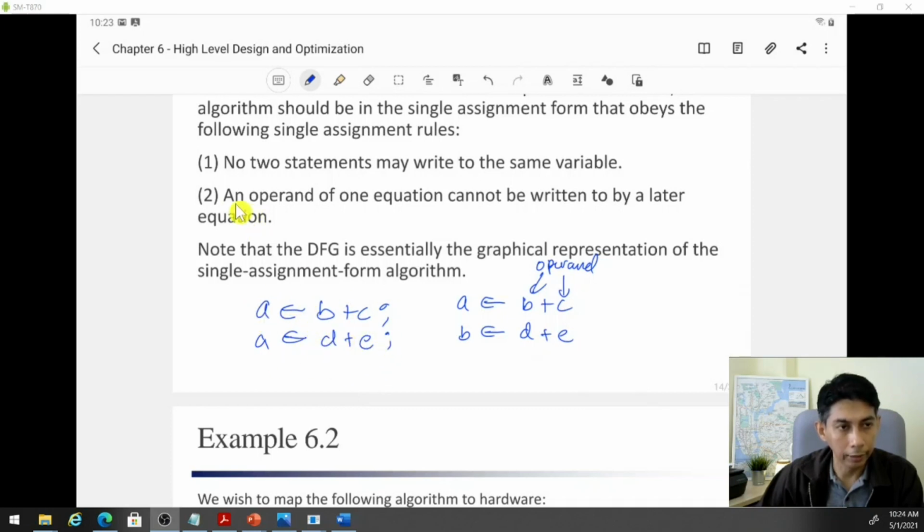Avoid this. And the second rule is an operand of one equation cannot be written to by a later equation. So actually this is the example where you see this is the operand of one equation, and in another statement you write the result, D plus E, into the operand of this operation. So this cannot be done also. Okay, so that is the rule.